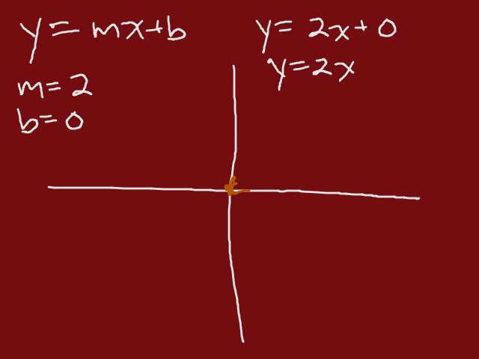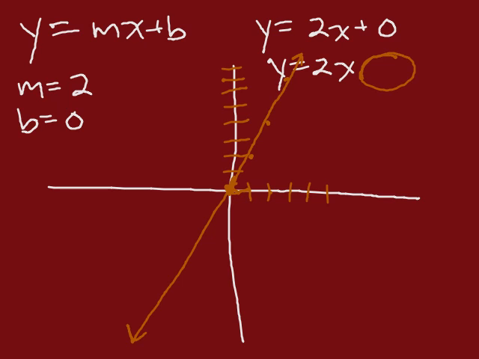Okay, and then let's go ahead and plug some of these in. If we put x equals 1 in there, then y equals 2. Here's another point. If x equals 2, then y equals 4. If x equals 3, then y equals 6. We can see that this is creating a line. So when b is 0, if there's nothing added or subtracted right here, then that means your b is 0 and it's going to cross the origin.